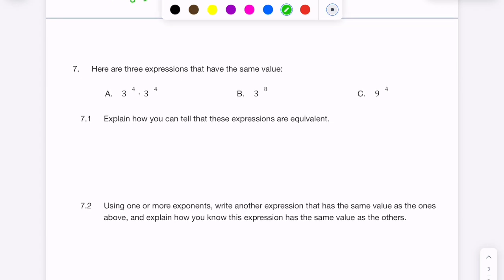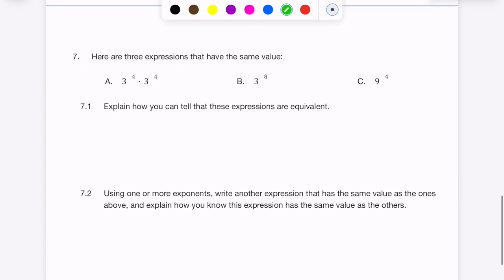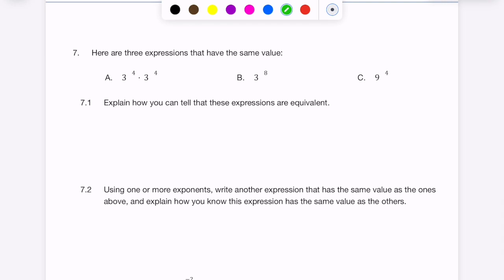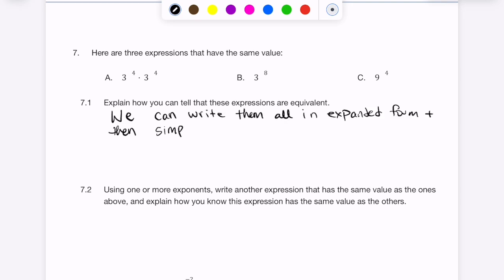Here are 3 expressions that have the same value. A, 3 to the 4th power times 3 to the 4th power, B, 3 to the 8th power, and C, 9 to the 4th power. Explain how you can tell that these expressions are equivalent. Okay, so what I would do, I would say we can write them all out in expanded form and then simplify.